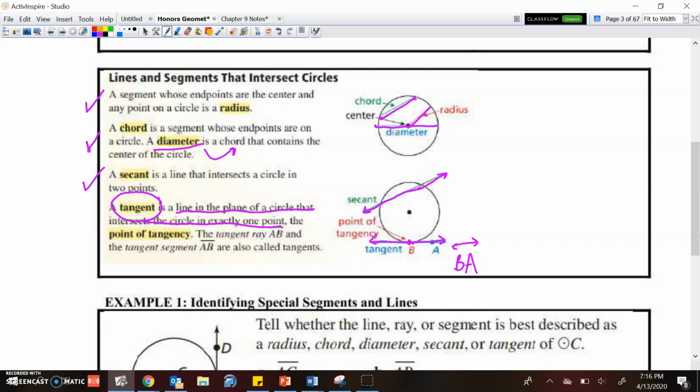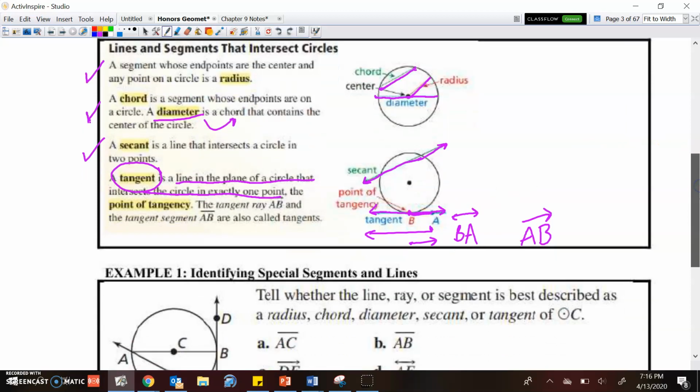And then a tangent ray: it doesn't have to just be a line, it could be a ray or a segment. So we could also say that we have tangent ray AB or BA, depending on which way we're going. If it's AB, it would be from here going that way. That would be a ray. Or right at the point of tangency, that could be ray BA. And then we also have a tangent segment, which would just be this piece right here. As long as it touches the circle at 1 point, and only 1 point, it's called a tangent, whether it be a line, ray, or a segment.